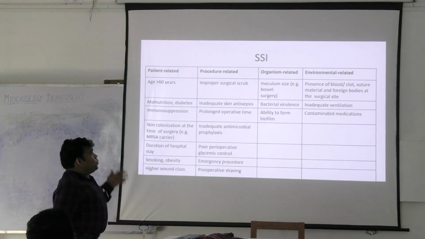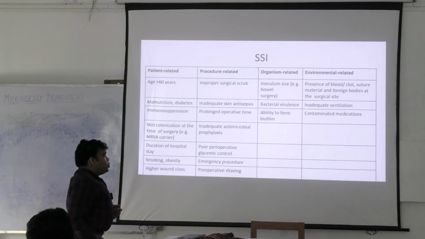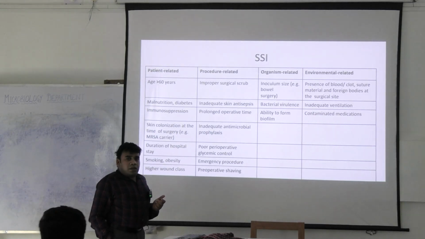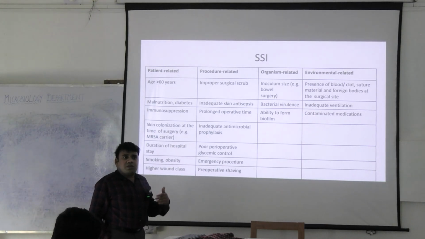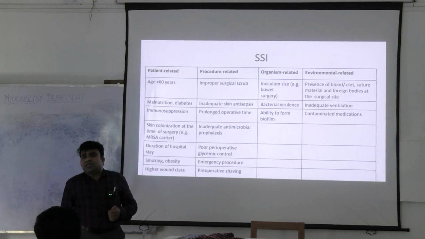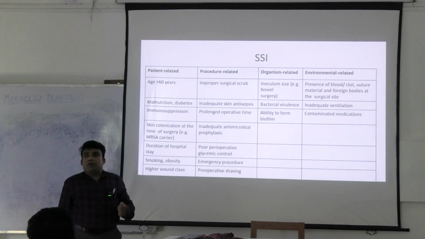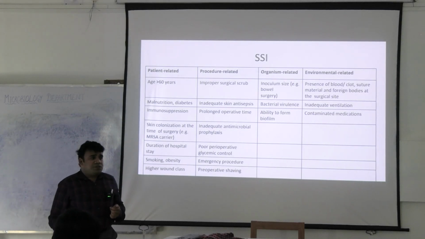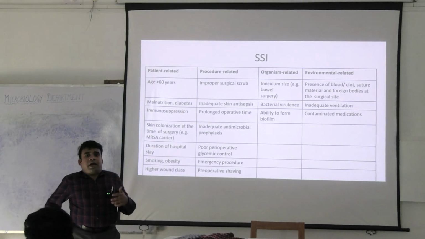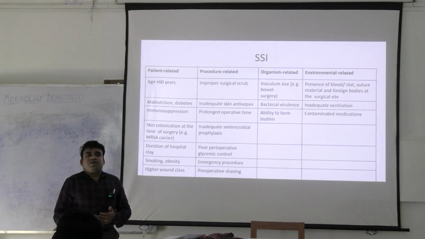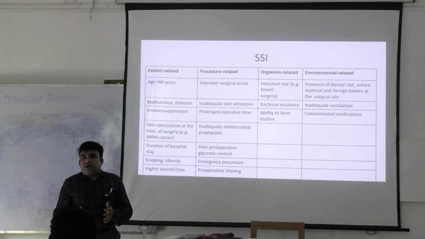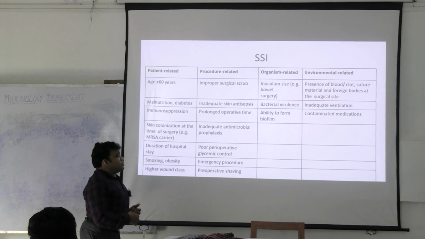Other related factors would include the procedure related ones. Now, if we look at the procedure related, first is improper surgical scrub. That means the aseptic precaution taken by the surgeon and his team is improper, or any kind of break in the asepsis procedure, or, and this is very important, prolonged operative surgery time. Some of the surgeries take a prolonged period of time. As the time gets prolonged, the probability of getting infected is even higher. In your surgery, you will learn about many processes which take a lot of time during surgery. So those surgeries would be very important.